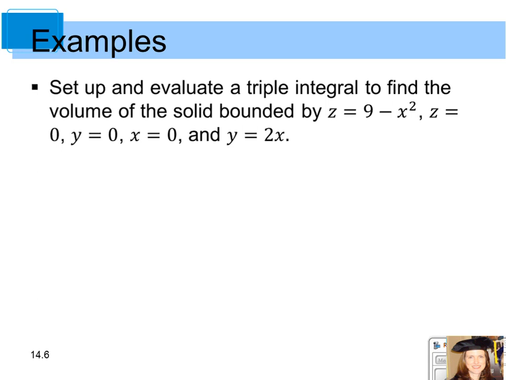Here's an example where we want to set up and evaluate a triple integral to find the volume of the solid bounded by z equals 9 minus x squared, z equals 0, y equals 0, x equals 0, and y equals 2x. You can try this one on your own, pause the video, and come back and check your work.